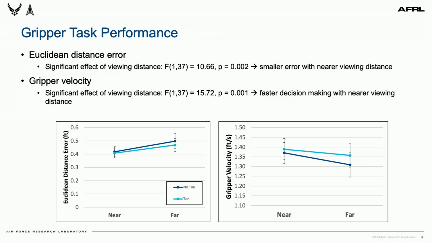All right, on to results. So when we were looking at the distance error, we found that there was less error at the near condition than the far viewing condition. And looking at gripper velocity, again, faster decision making, we found that that was faster at near versus far. So out of our performance metrics, being closer to the screen was better. Toe-in made no difference.